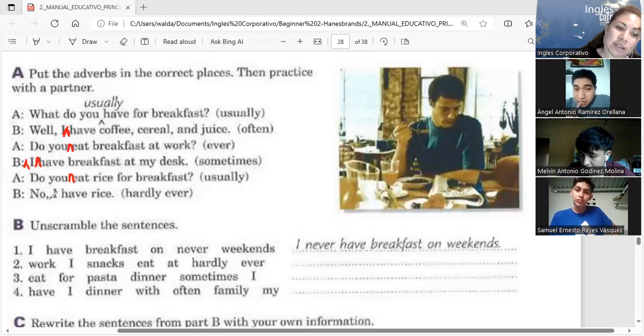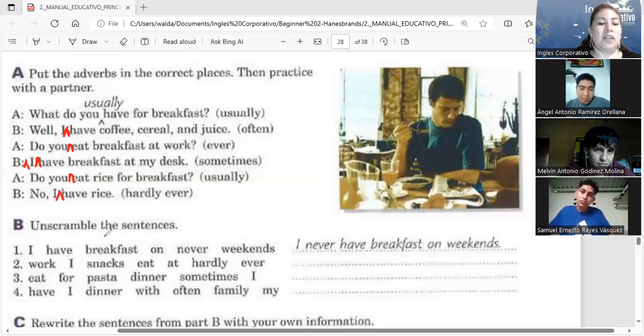No, I have rice. No, I hardly ever have rice. Good. I hardly ever have rice. So I put it over here. Okay. Sounds good? All right. Any questions? Okay. All right. Let's continue then.